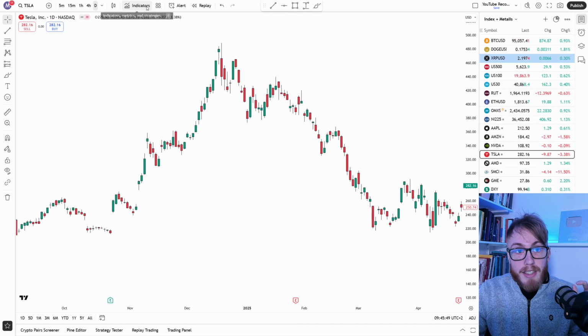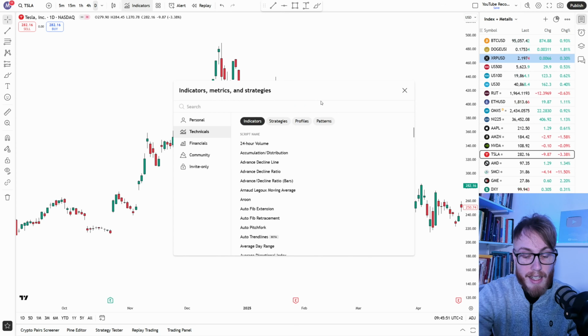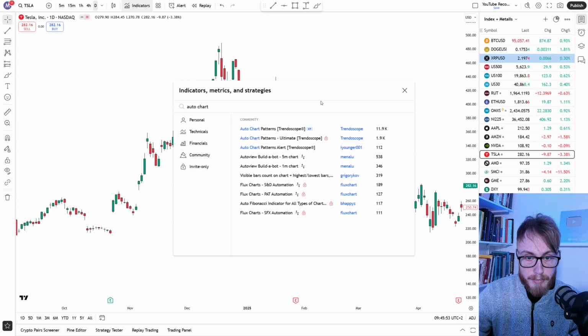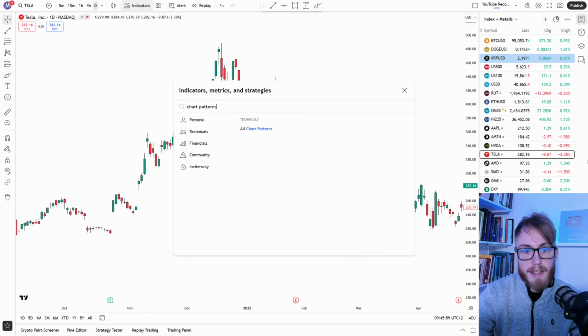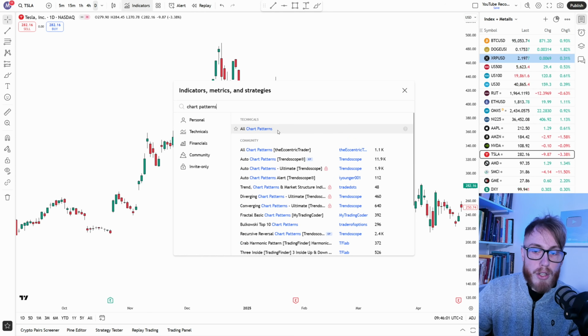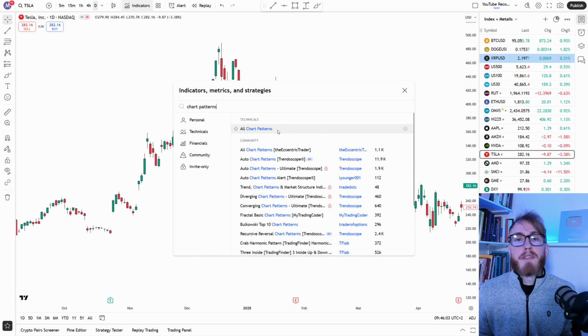I can also just mention that TradingView has a very nice auto chart pattern tool. I think it's called, maybe if we just search for chart patterns. Yes, it's called all chart patterns here, but this tool is only available for TradingView Premium.